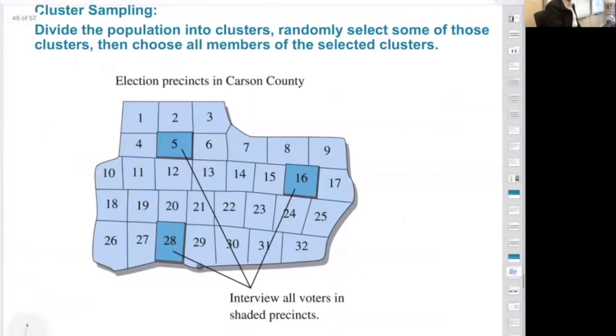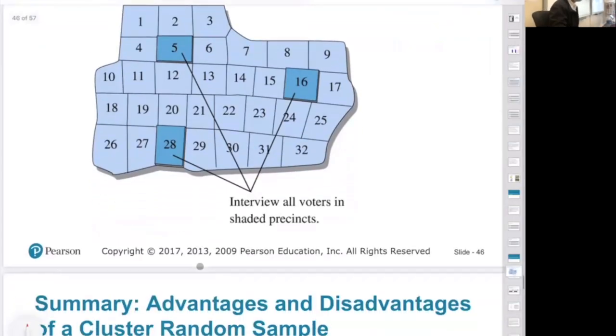This is an example. As you can see here, we have the election percentage in the Carson County. We have different zip codes. We put a list of these zip codes and started to select 3 counties randomly, and we will use all subjects in these 3 counties as a sample.